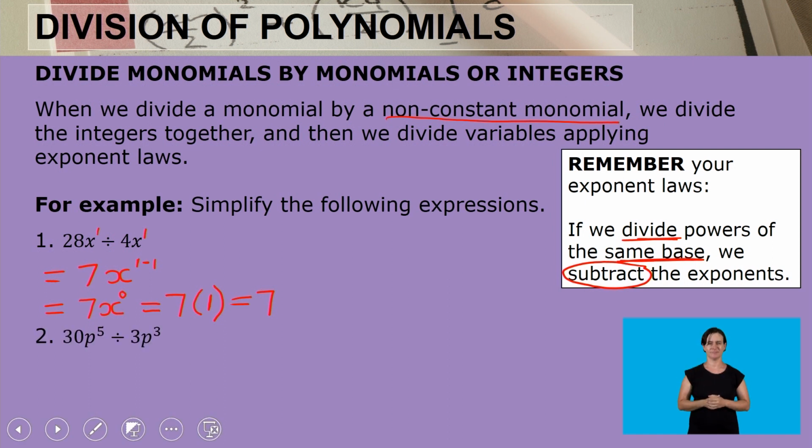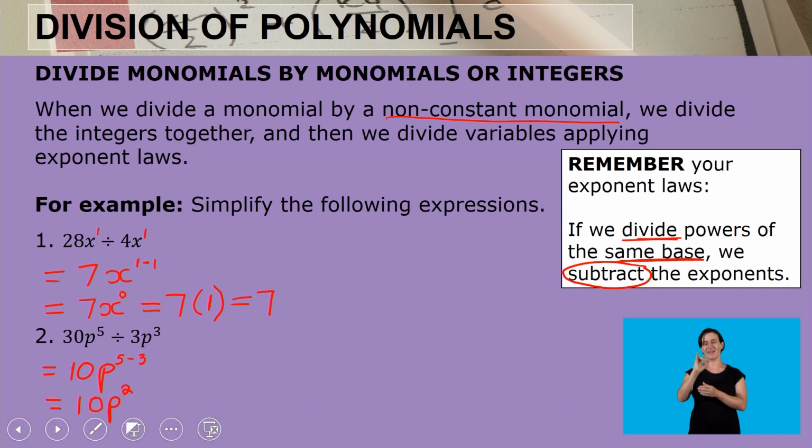That second example there says 30p exponent 5 divided by 3p exponent 3. So that is going to be 30 divided by 3. We know that is 10. And because those powers have the same base, we are going to subtract those exponents. And that, of course, is going to be 10p squared. And that is going to be our answer, because 5 minus 3 is equal to 2. So that was us dividing monomials by integers.